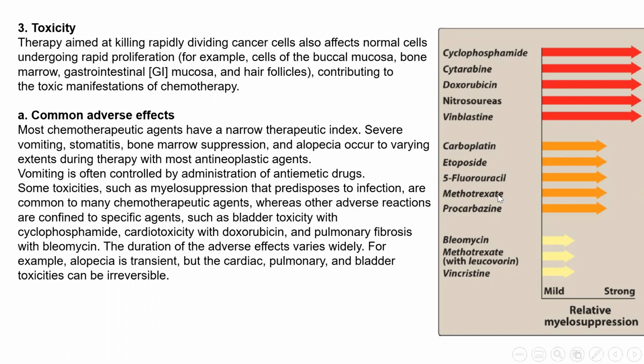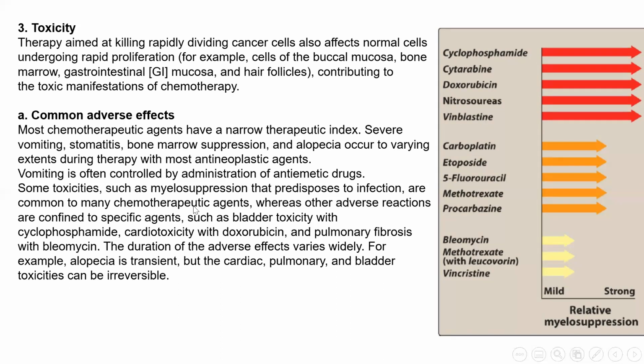Here it is just to show the different capacities of different chemotherapeutic agents in inducing myelosuppression. We will see that cyclophosphamide and vinblastine are very toxic to the bone marrow, while in the moderate state we have carboplatin and 5-FU, and to the lowest extent to induce myelosuppression we have bleomycin and MTX.